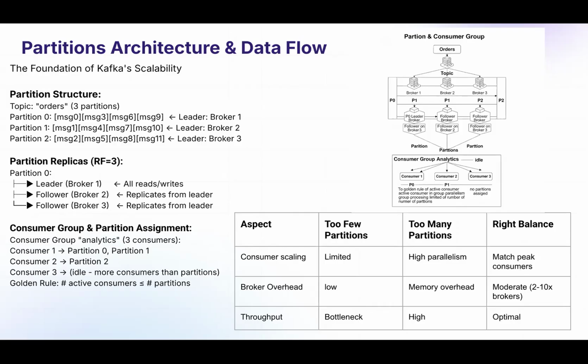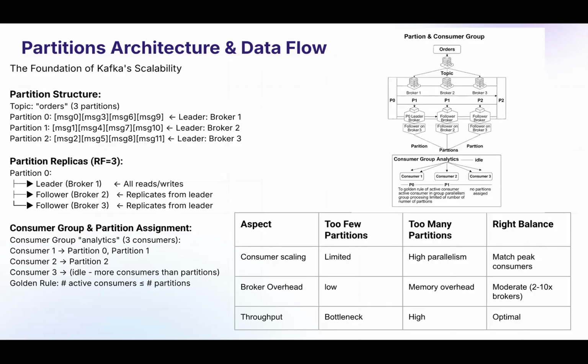Now with a replication factor of 3, each partition has a leader and 2 followers. For partition 0, broker 1 is the leader and all reads and writes go through the leader. Brokers 2 and 3 are followers who replicate from the leader. The ISR, in-sync replica set, includes all the replicas that are fully caught up with the leader. This matters for acks equals all.